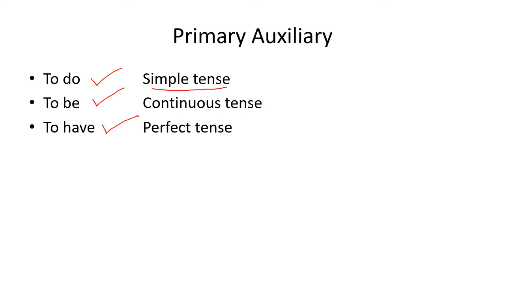The forms of to be indicate continuous tense. That is am, is, are, was, were. And the forms of to have indicate perfect tense. Have, has, had. Please try to recall the forms of to be, to do, and to have. And then keep in mind the tense in which they are used. Now let us try to understand the uses of these three forms of the primary auxiliaries.